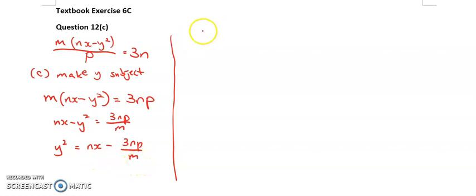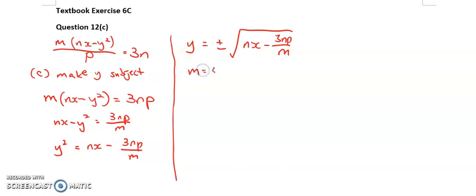So y, okay, so that I will get y equals to plus minus square root nx minus 3np over m. Okay, whenever you take square root on both sides of any equation, remember it's possible to have a positive and a negative root. Alright, that's why we always use a plus minus. So then after this step we can do substitution.